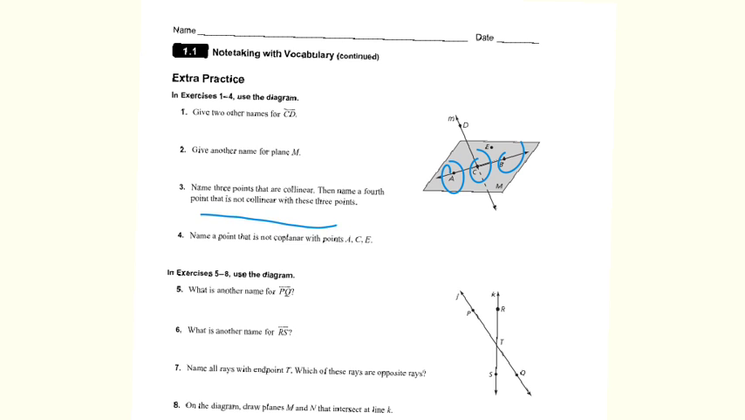Next it says name a 4th point that's not collinear. I could pick, say, E, or I could also pick D. In any case, remember, the group altogether is not collinear. So the first group, ACB, that group is collinear, all on the same line. If I toss in D, the group ACB and D all together is not collinear anymore because they're not all on the straight line together.